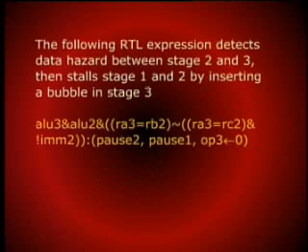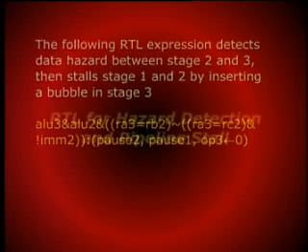So the first part of the RTL description detects the hazard. The second part stalls the pipeline. So if the op codes in stage 2 and 3 are both ALU, and if RA in stage 3 is the same as RB or RC in stage 2, then it issues a pause signal to insert a bubble between stage 3 and stage 2.